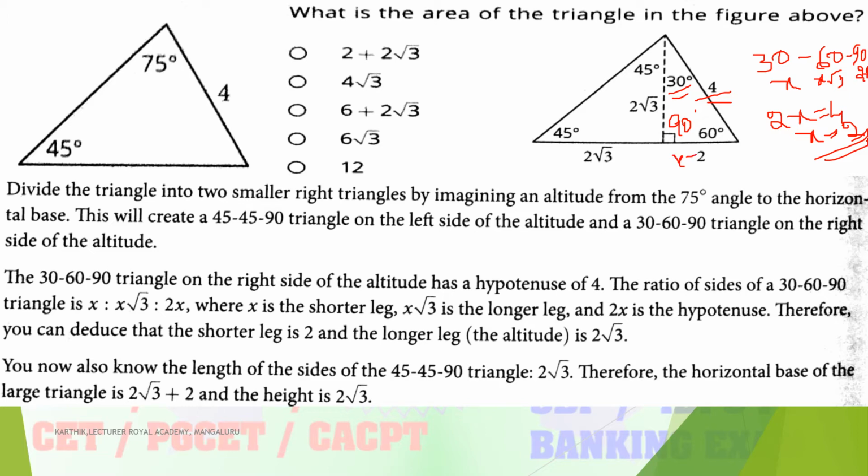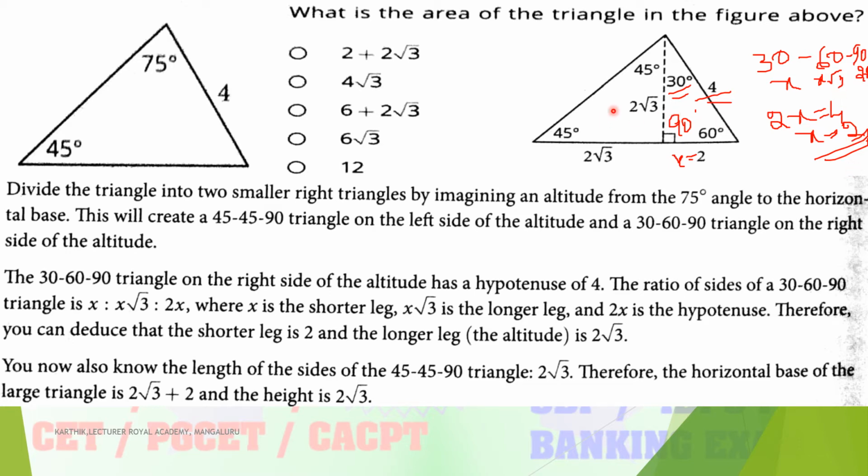I hope all of you understood. So opposite to the 30 degree angle is x. x is 2, which we already determined. Then opposite to 60 degrees is x square root of 3. So what is that? x square root of 3. x is how much?